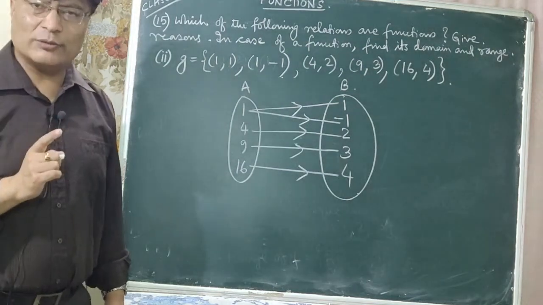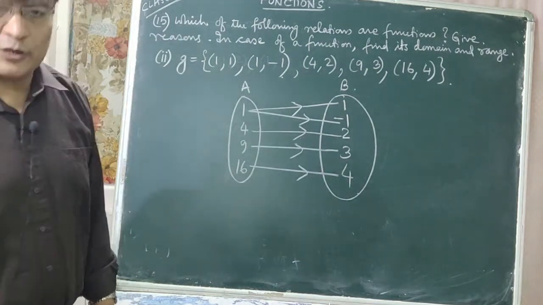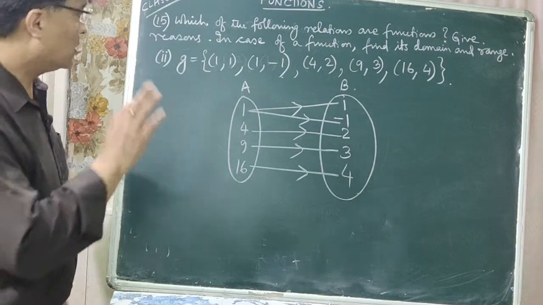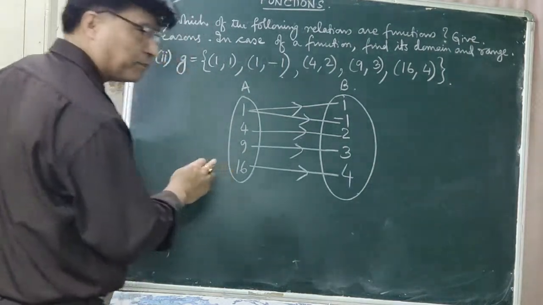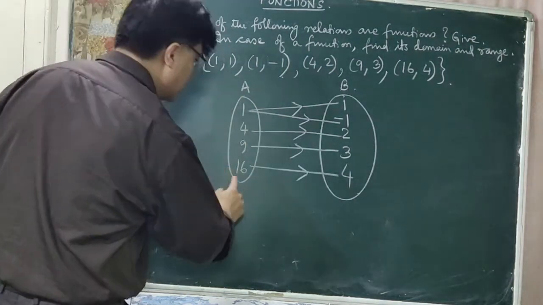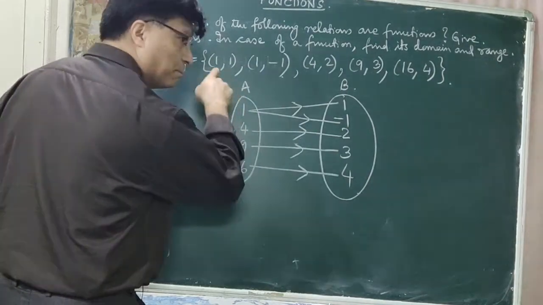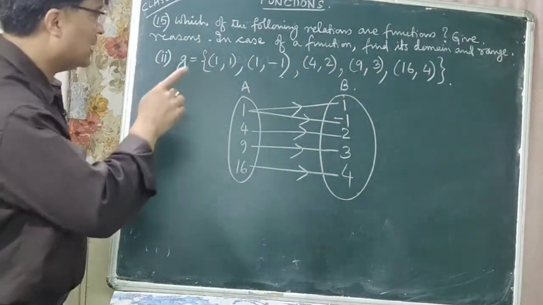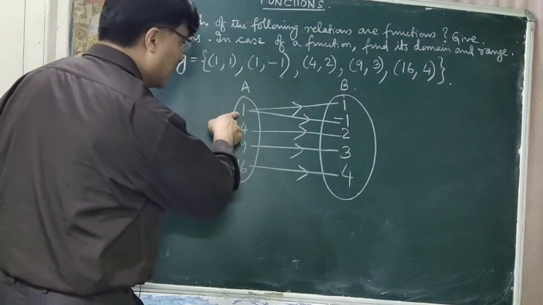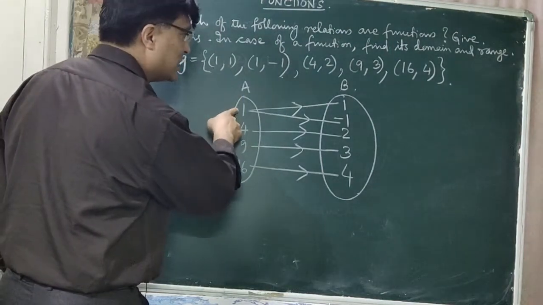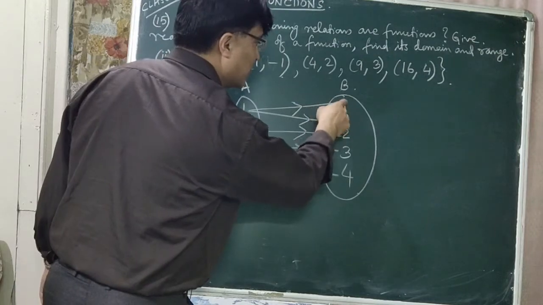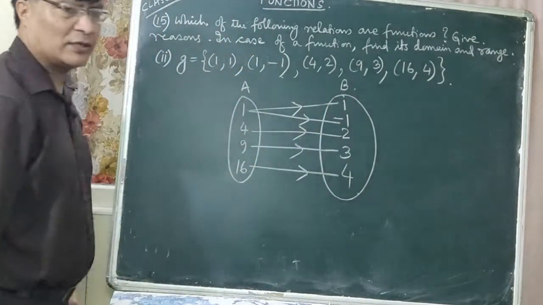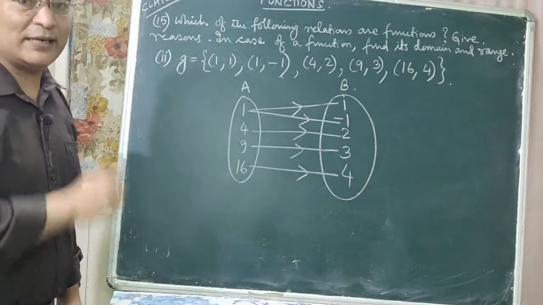I already told you the definition of a function: every element in the set A must have a unique element in the set B. But in this case, the element 1 in the set A has two elements in the set B, that is 1 and -1. It is not unique, so it is not a function.